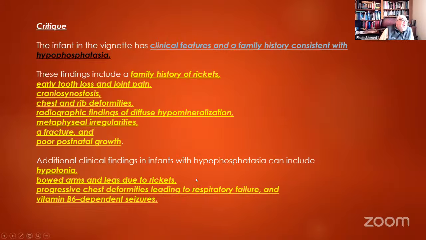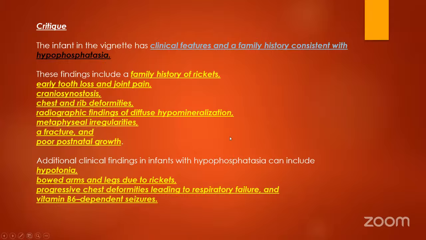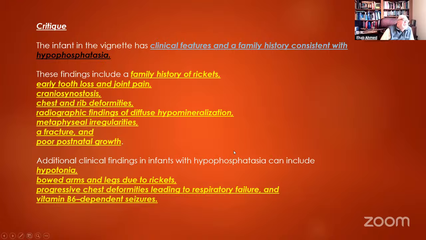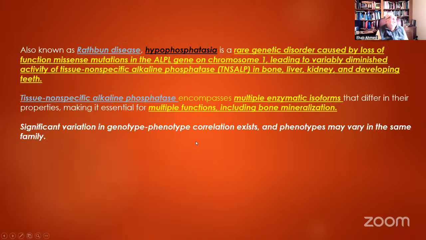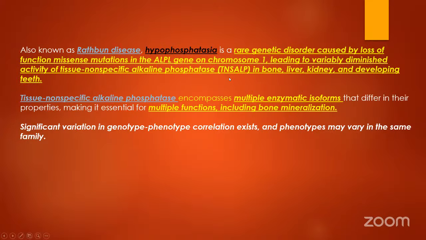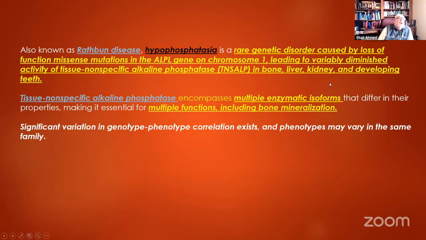Don't forget about this. Okay, when you have a baby with vitamin B6 dependent seizure, this could be mild hypophosphatasia. So dig deeply, maybe it is mild hypophosphatasia. It has another name, Rathbun disease. It's a rare genetic disorder, and it affects the tissue non-specific alkaline phosphatase. It affects bone, liver, kidney, teeth.